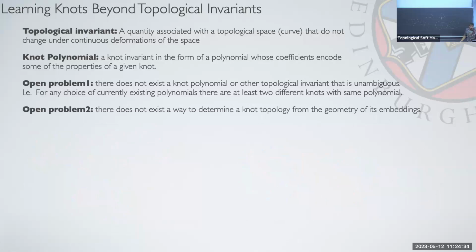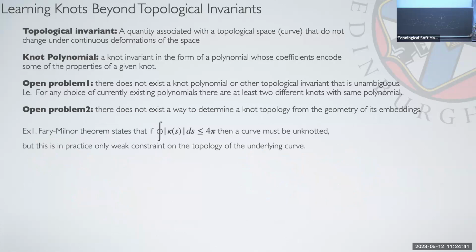The open problem too is that there doesn't exist a way to determine knot topology from the geometry of the embedding. There are a couple of examples here. One of the famous ones is the Fary-Milnor theorem, which states that if you integrate the curvature, a geometric quantity, along a curve and you get something smaller than 4 pi, then it has to be unknotted. But this doesn't say that if you get something greater than 4 pi, it's knotted, because it could be just the unknot with a lot of curvature. So this is a little bit of a weak constraint.